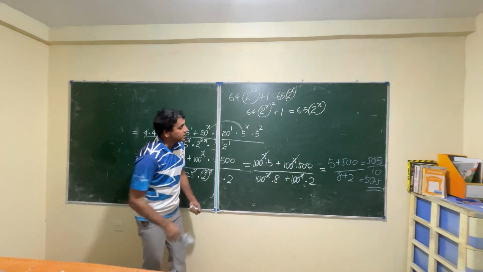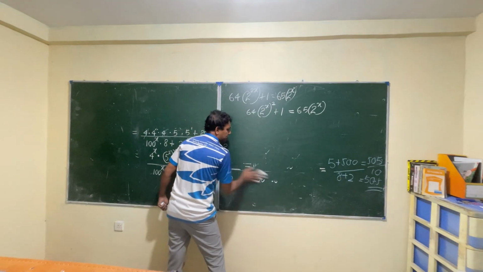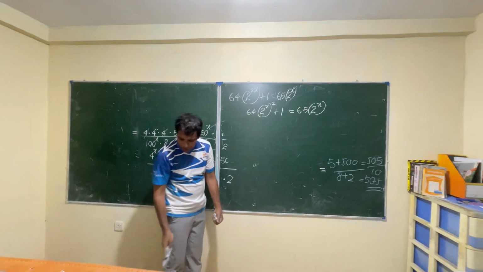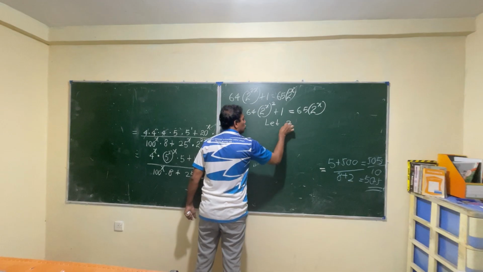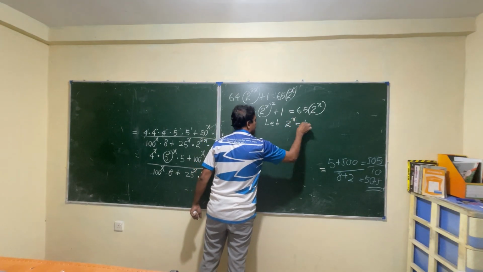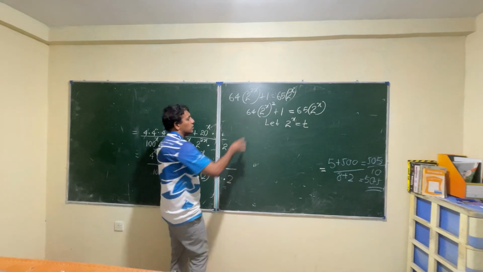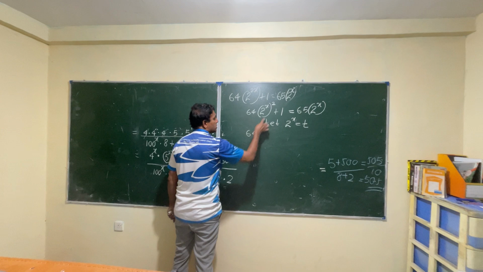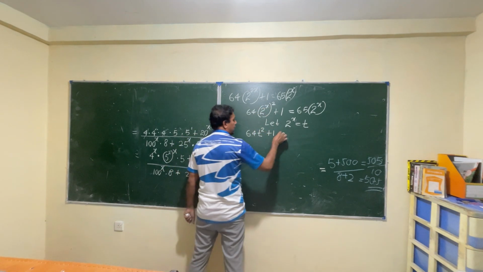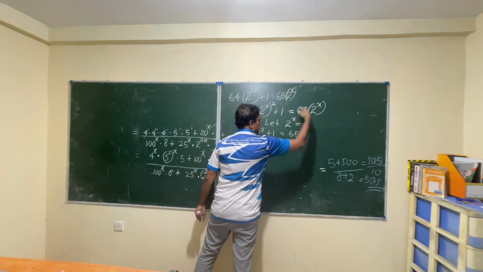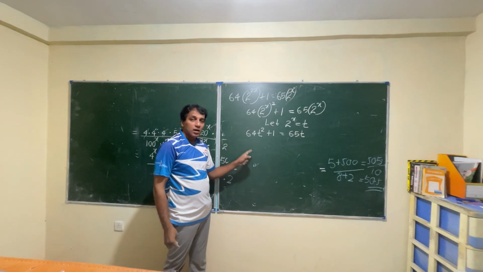Now dear subscribers, dear viewers, in most questions we use some substitution. Can I use a substitution? Let 2 to the power x be t, or y or u, whatever. So 64 t squared plus 1 equals 65 t. Now this is simple, I hope you know this.